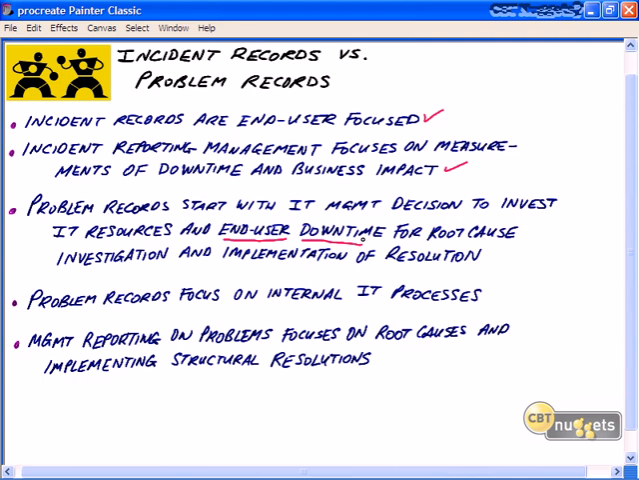A problem record is going to focus on an IT internal process, where an incident record is going to focus on an end user. Management reporting on problems is going to focus on root causes and implementing structural or infrastructure resolutions. Hopefully those differentiations make sense to you, and we'll look at problems here in an upcoming Nugget movie.